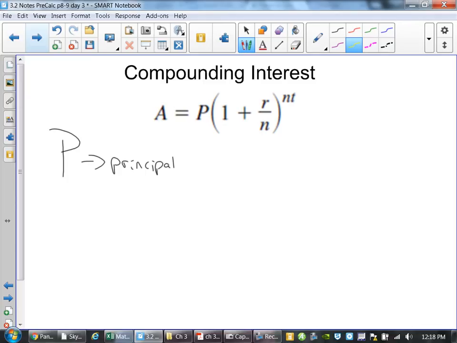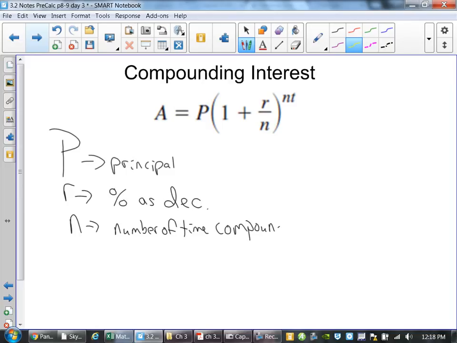Okay. R is your rate again, as a decimal. So it's some percentage written as a decimal. N is the number of times it compounds in a year. So if it says it compounds semi-annually, what would N be? If it compounds quarterly, monthly, semi-monthly, 24.